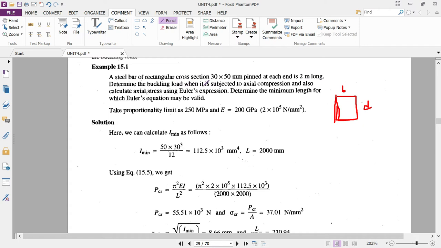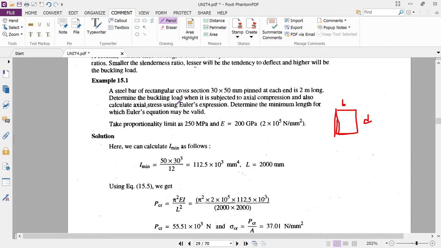Determine the buckling load when it is subjected to the axial compression, and also calculate the axial stress using Euler's expression, and also determine the minimum length for which the Euler equation may be valid. Now here one condition is there. Take the proportionality limit as 250 MPa and E equal to 200 GPa, that is 2 into 10 to the power 5 Newton per mm square.